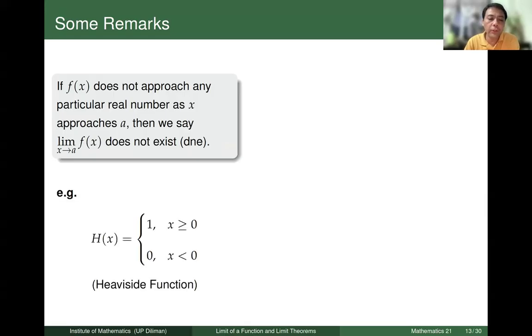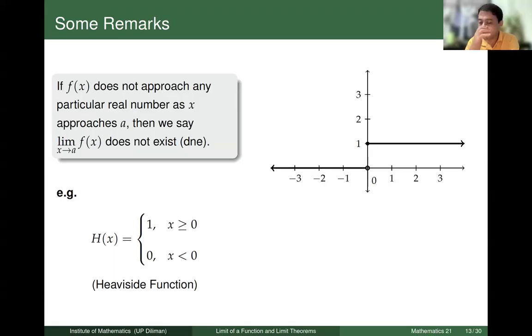For example, consider the Heaviside function, which is an important function in, for example, imaging. When x is positive or non-negatively valued, the value of h is 1. If x is negative, the value of h is 0. This is the graph of the Heaviside function. Now, the question is, what is the limit of h of x as x approaches 0?